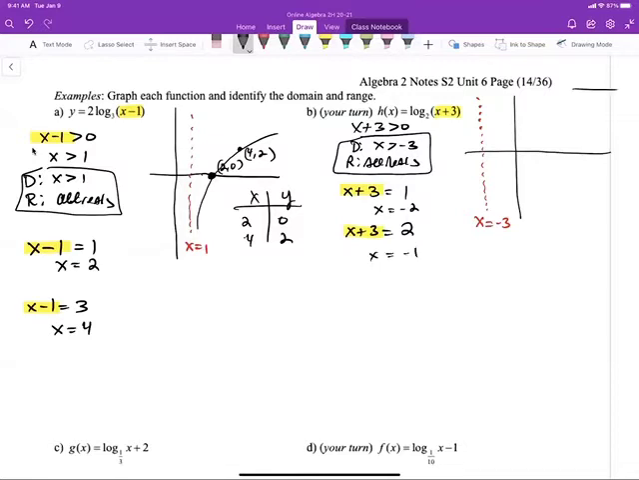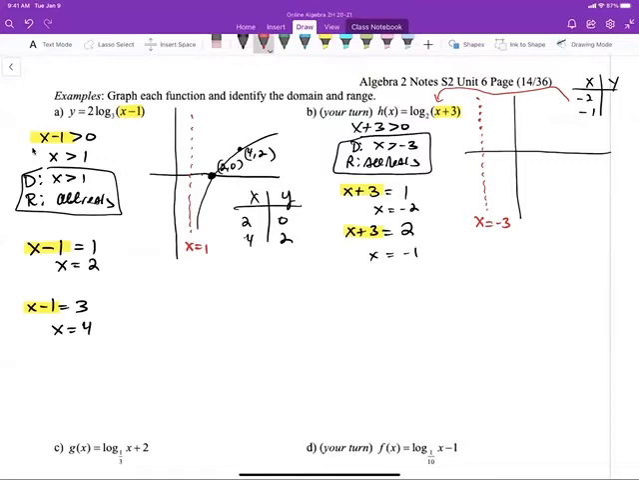Now we'll come over here and plug those values into my function. I will plug in -2 and -1. And so what do I get? So I have this -2 that I'm going to plug in for x, and -2 plus 3 gives me a value of 1.